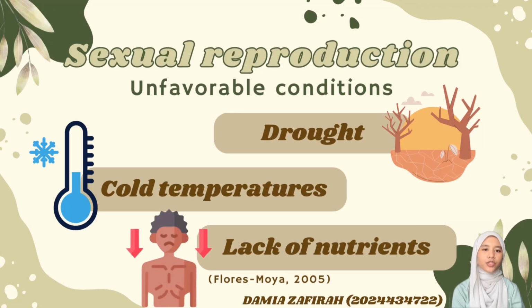Now, let's move on to sexual reproduction. Sexual reproduction occurs when the environmental conditions become unfavorable, for example, drought, cold temperature, or a lack of nutrients. During these stressful conditions, Spirogyra needs a way to survive. Therefore, it switches to sexual reproduction, which helps Spirogyra survive under harsh conditions.